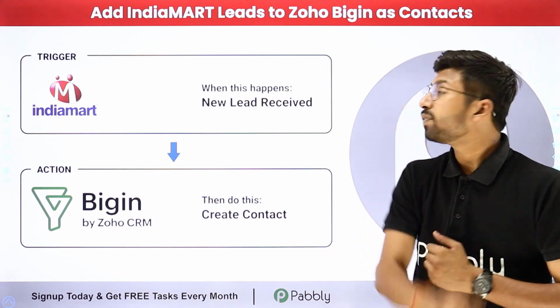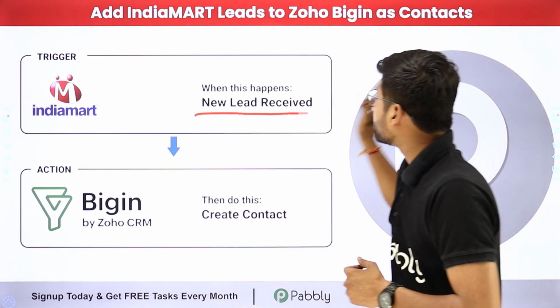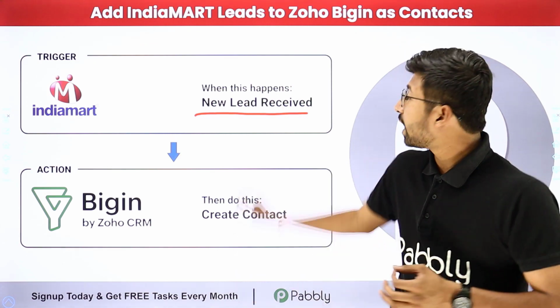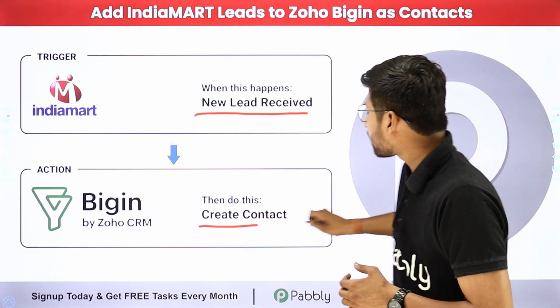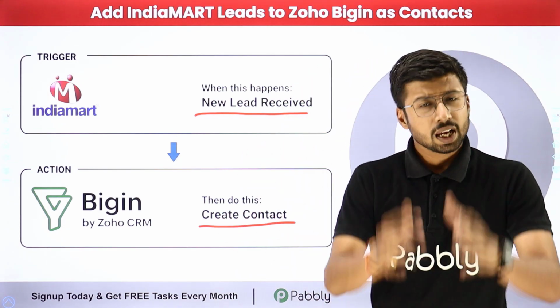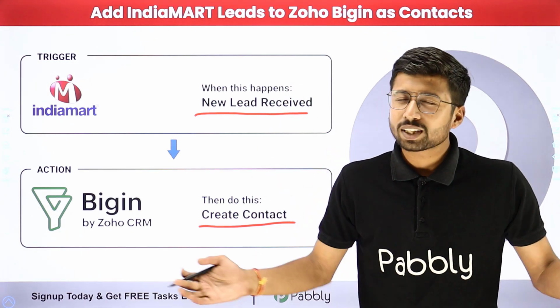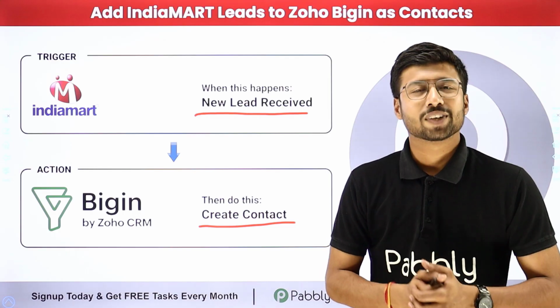So in this automation, whenever you receive a new lead or a new inquiry in IndiaMART, automatically with the same details, you can add that exact same lead as a contact in Zoho Bigin CRM. Now, if you want to learn how you can set up this kind of automation all by yourself, for that, you just have to come with me to my screen.